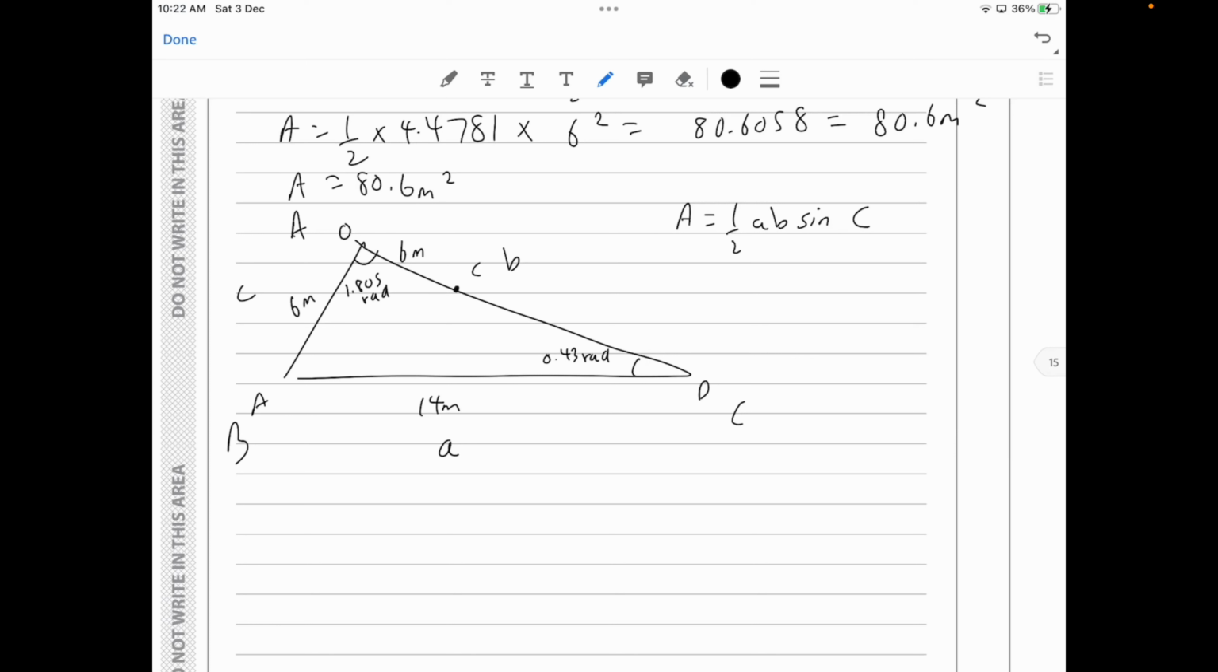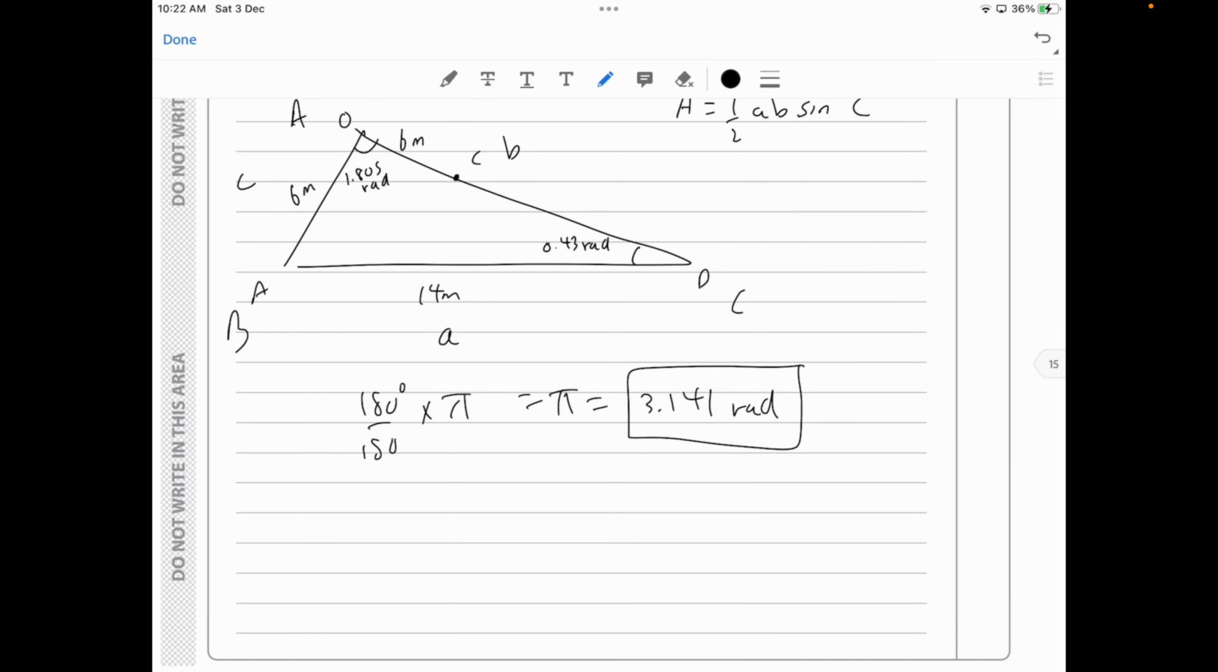So the total angles in a triangle add up to 180 degrees. But how do you convert 180 degrees into radians? You just do 180 degrees divided by 180 times pi. Indirectly, you're going to get pi, which is 3.141. This is in terms of radians. So the total angles in a triangle add up to 3.141 radians. So when you add them all up, you're going to get OAD to be roughly 3.141 minus 1.805 plus 0.43, to give us 0.906 radians.